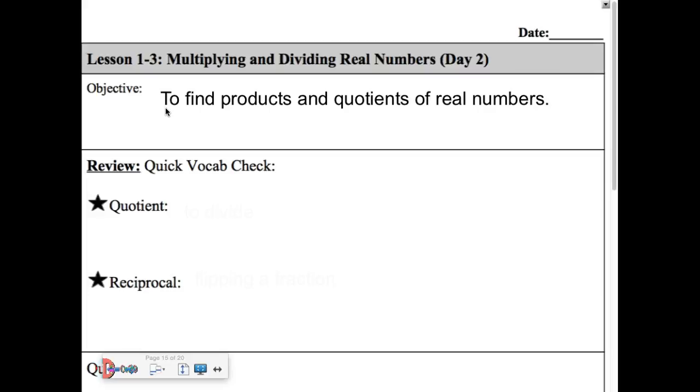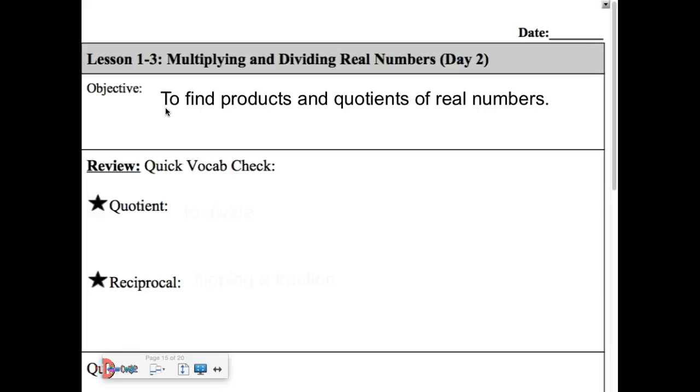So reminder, the word products, we talked about that yesterday. Products mean multiplications. And remember, we talked about real numbers. Real numbers are all numbers. This includes whole numbers. This includes positive, negatives, fractions, and decimals. So that's what we're going to see again today, but instead of multiplying, we are going to divide.